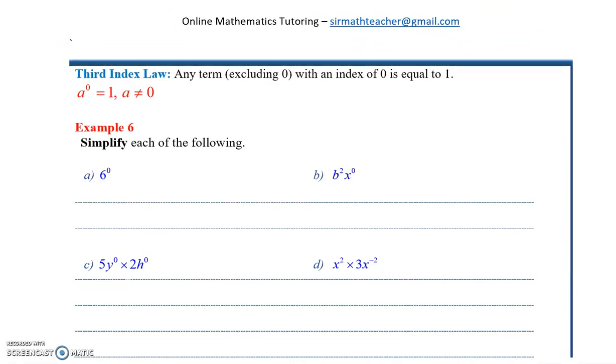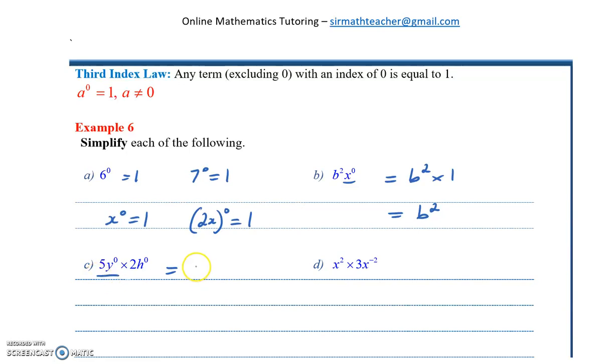The third index law, any term, excluding 0, with an index of 0 is equal to 1. You might have heard of anything to the power of 0 is 1. So 6 to the power of 0 is 1. You also had 7 to the power of 0, that's 1. Or x to the power of 0, that's 1. Even things in brackets such as 2x to the 0 equals 1. In this question B, we have b squared, remains as b squared. The x to the 0 is 1, so your answer is b squared.